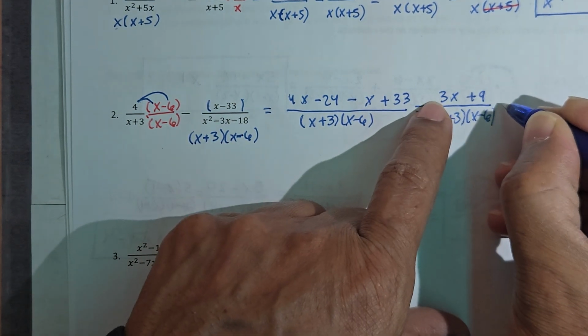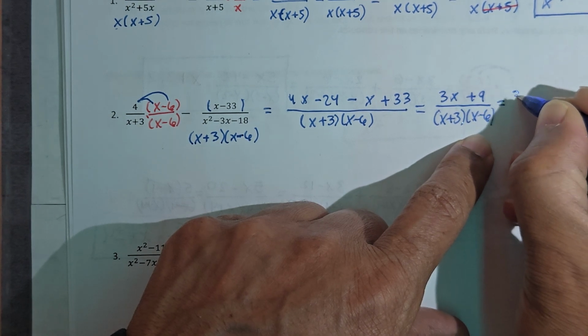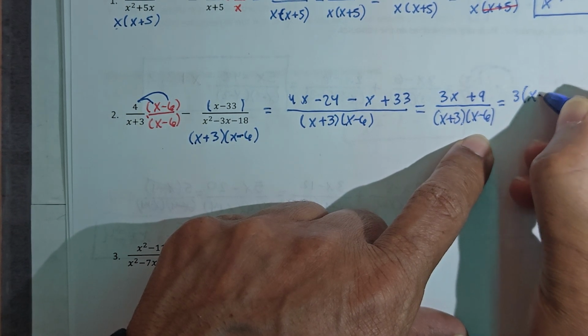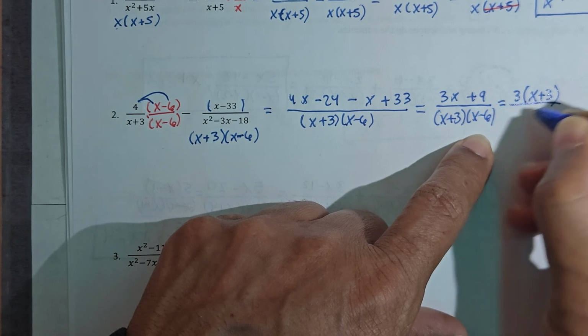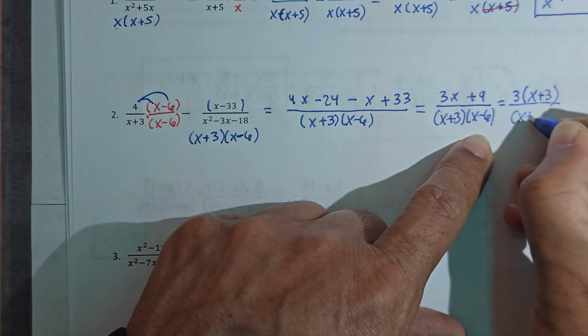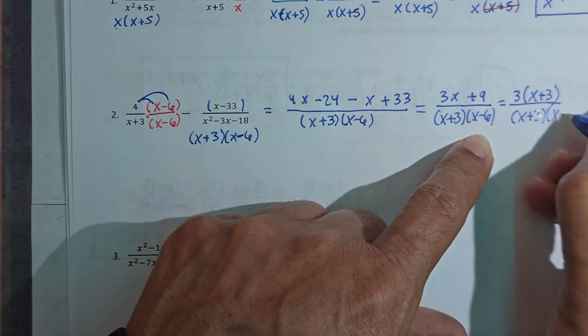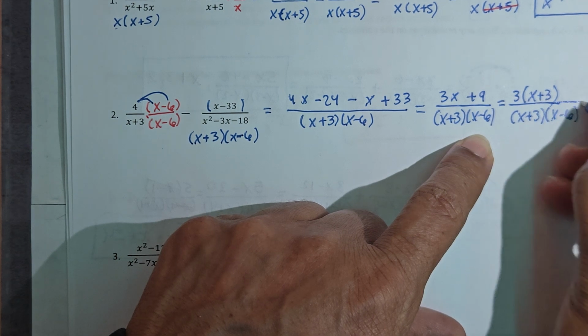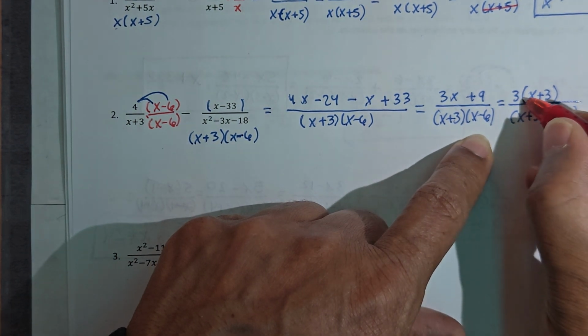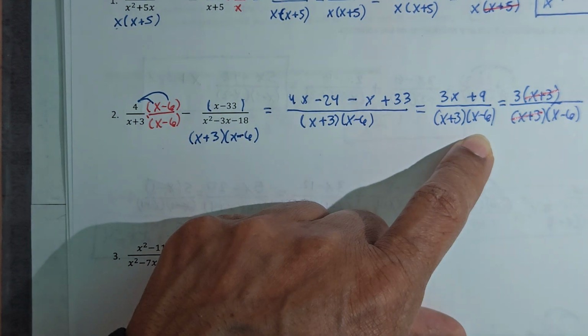Then there's a GCF in 3x and 9. So the GCF is 3, and then x plus 3 over x plus 3 times x minus 6. And now we can see what we can cross out. So this x plus 3 and that x plus 3, we can cross them out.